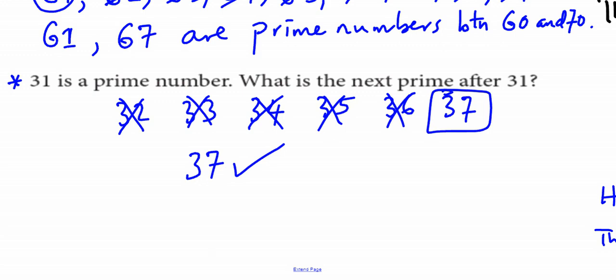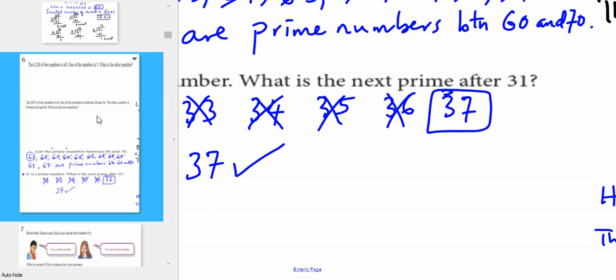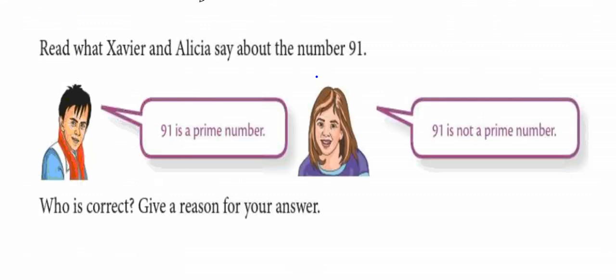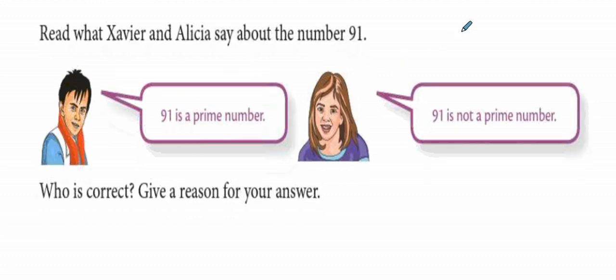Okay, so I don't see any other question on this page. Let us head on to the next page. This page is talking about two people who are arguing. The first person says 91 is a prime number. Another person says 91 is not a prime number. Now the question is, who is correct? Give a reason for your answer.